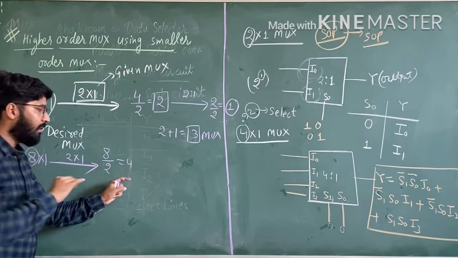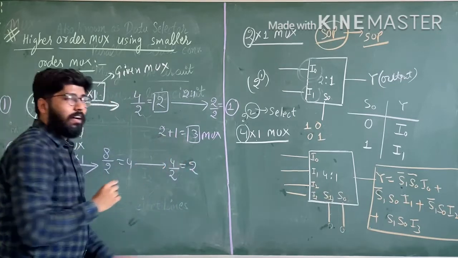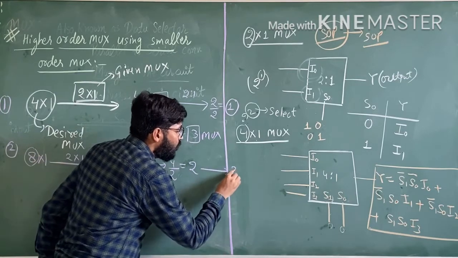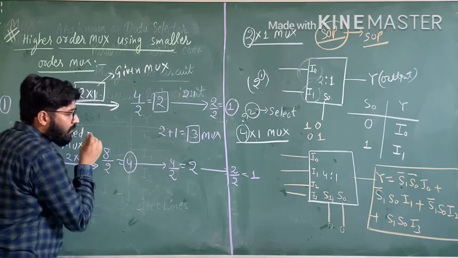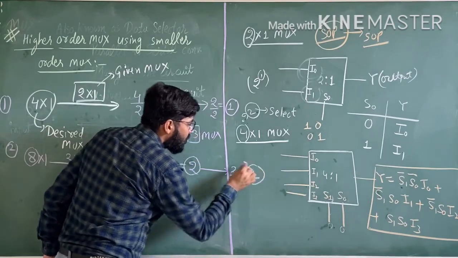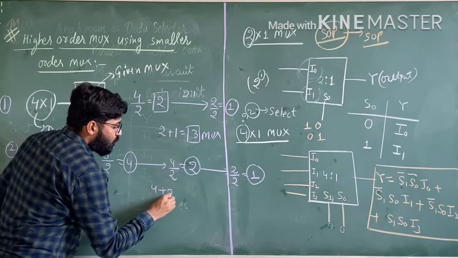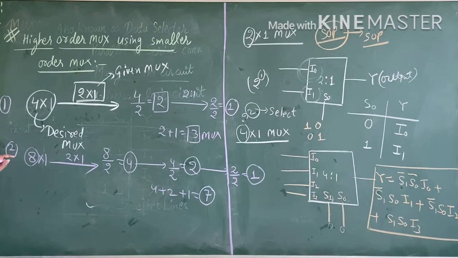Then again you have to divide this 4 by 2, you get 2. Again the remainder is not 1, so you have to divide by 2 again. 2 divided by 2, we get 1. So this is the 4 answer, this is the 2 answer, this is the 1 answer. So the total becomes 4 plus 2 plus 1, which is 7. So 7 MUX are required for designing 8 cross 1 MUX with the help of 2 cross 1 MUX. Okay, it is clear now.